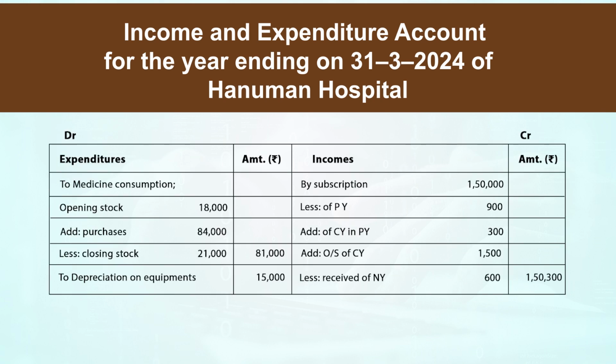Expenditure side and income side. First, medicine consumption, and that will have opening balance. Opening stock 18,000, we will add purchases of rupees 84,000, less closing stock, that is 21,000, to the outer column 81,000. Depreciation on equipments 15,000.